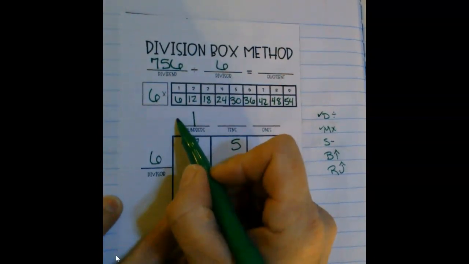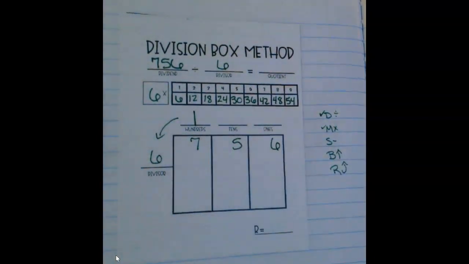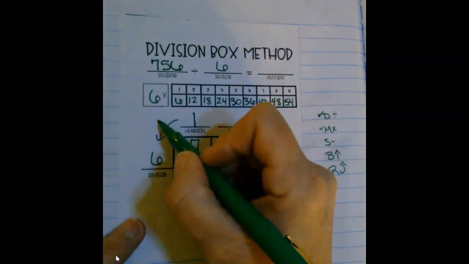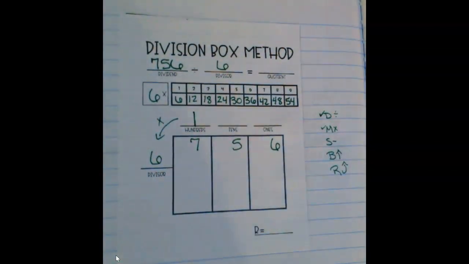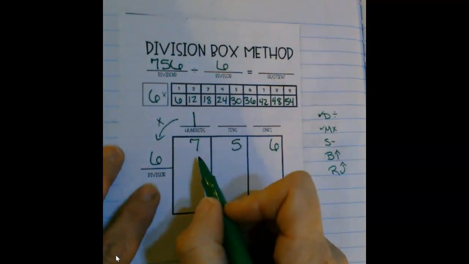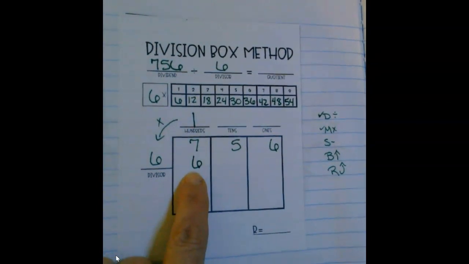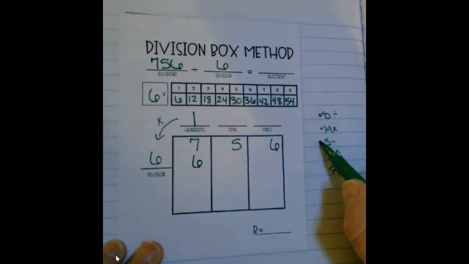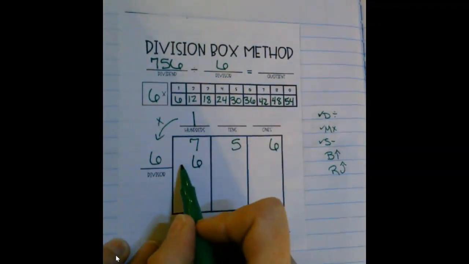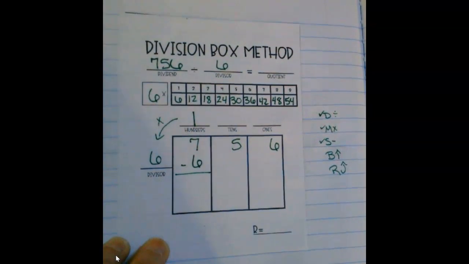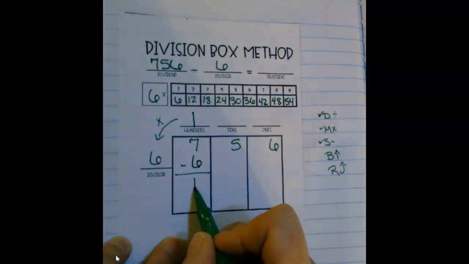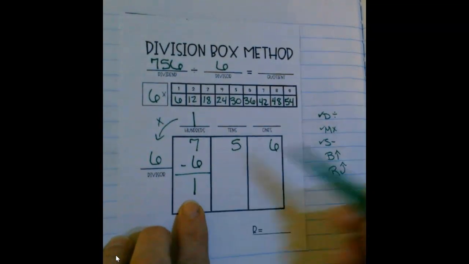Okay, so I'm going to draw an arrow over here. Once you get good at this, guys, you won't have to do this, but this just helps me remember that I'm multiplying the numbers at the top times my divisor. So I'm going to multiply that 100 times 6. So what is that? 600. Okay, so I'm going to put my 600s underneath my 700s. My next step is going to be to subtract. So I'm going to subtract 7 minus 6, and I'm going to get 1. Okay, so I have this 100.